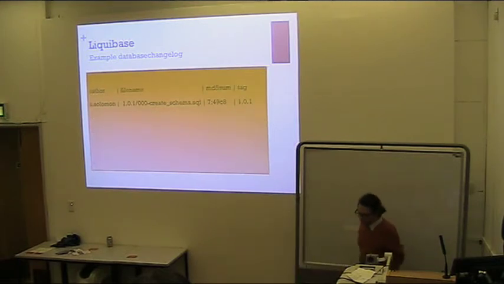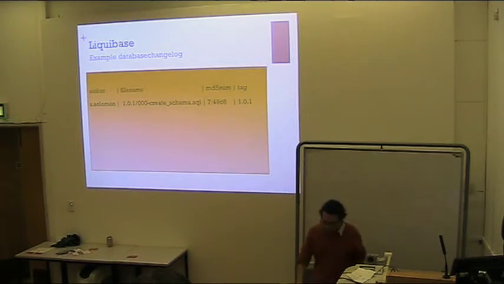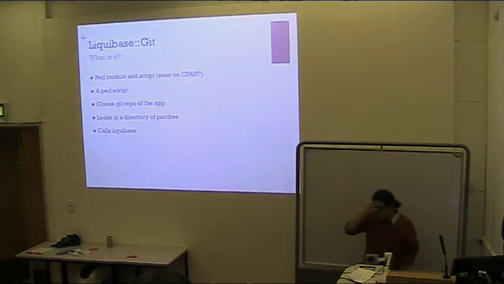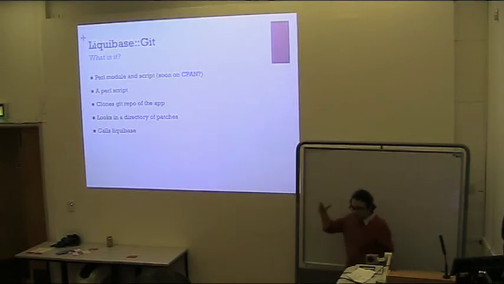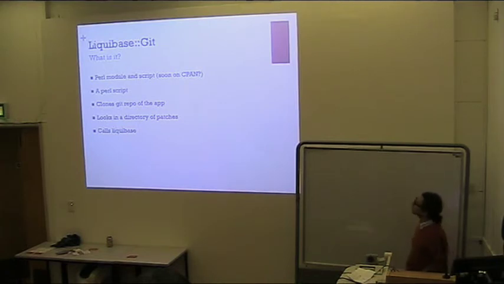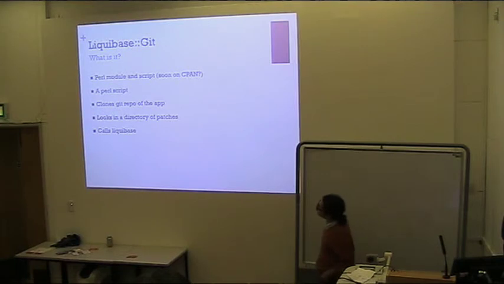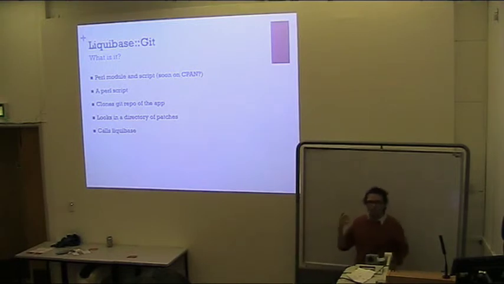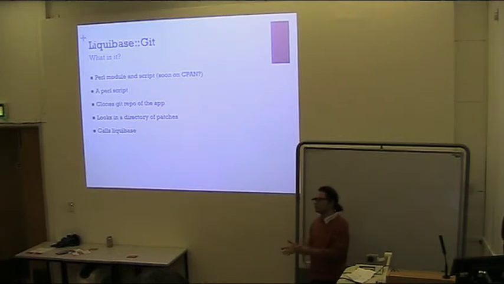And that's roughly the record in that changelog table. Now, Liquibase Git, what is this? It's a module I've written. I'm maybe going to publish it soon on CPAN. What does it do? We use Git as the version control of our apps. Within our apps in Git, one of the directories has the patches to the database.